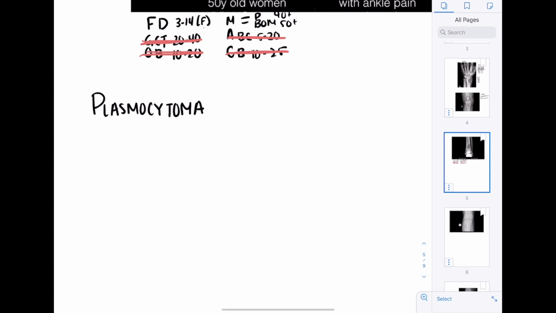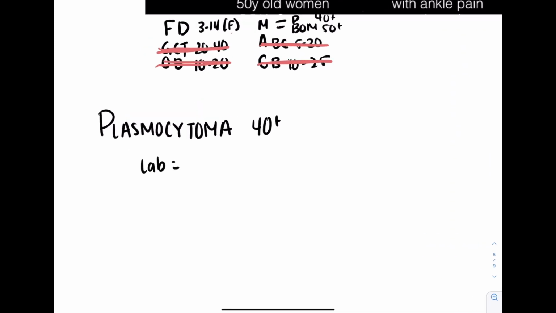So plasmacytoma is ages 40 plus. Typically, it's a singular form of multiple myeloma, which means they're going to have the lab findings of multiple myeloma. Remember some of the lab findings for multiple myeloma, because multiple myeloma or plasmacytoma is a B cell tumor. It is a cancer of the B cells. So we're going to have an increase of B lymphocytes in the blood.